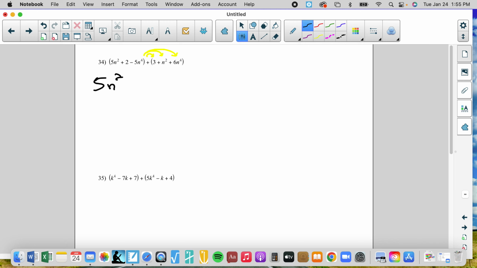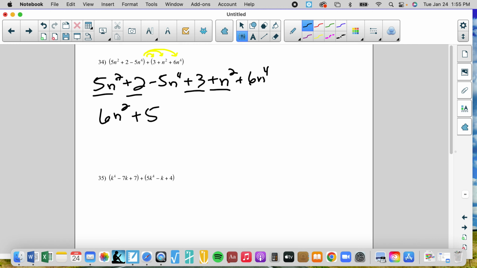5n squared plus 2 minus 5n to the fourth plus 3 plus n squared plus 6n to the fourth. 5n squared, n squared, 6n squared, positive 2, positive 3 makes positive 5. Sorry, I forgot to cancel those out. Negative 5n fourth, 6n to the fourth is n to the fourth. So we have n to the fourth plus 6n squared plus 5.